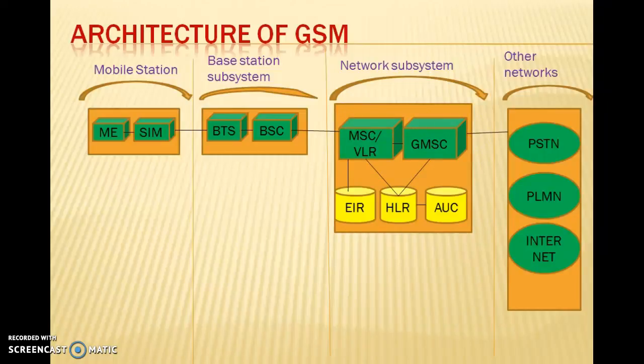In NSS there are three databases. One is home location register, another is visitor location register, and next authentication center. These three are databases. Home location register, HLR, is the database which contains subscriber information and location information for each user who resides in the same city as in which MSC is.